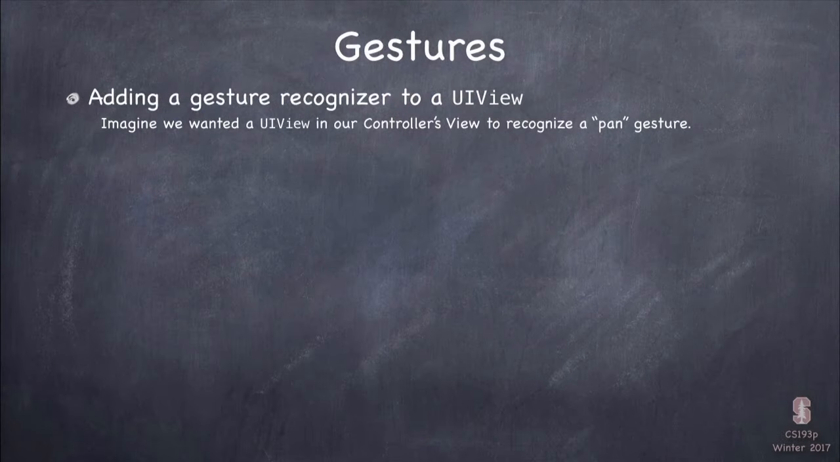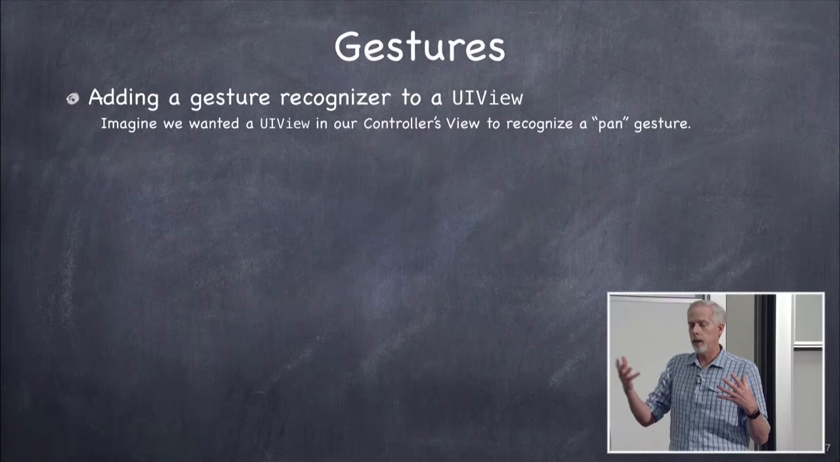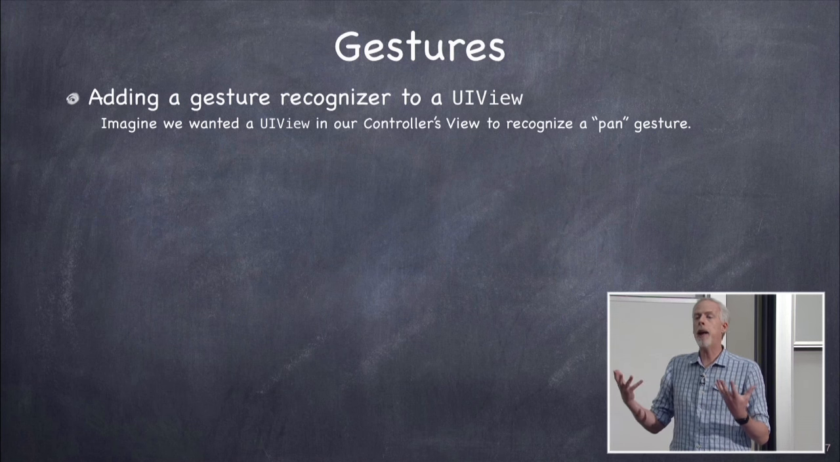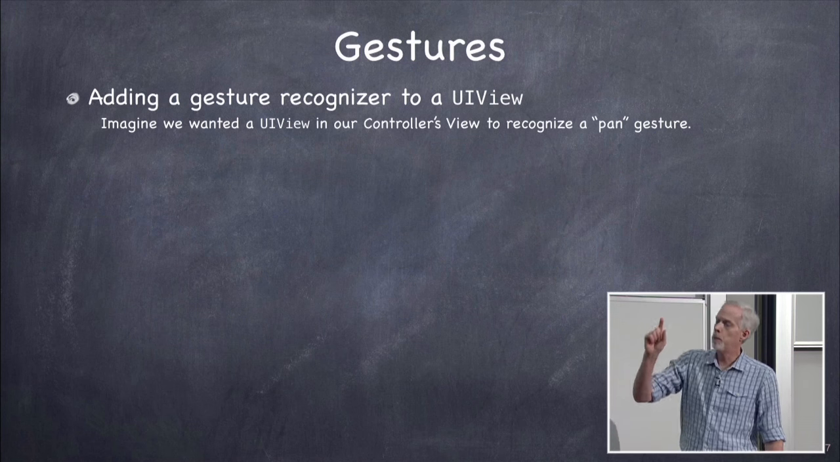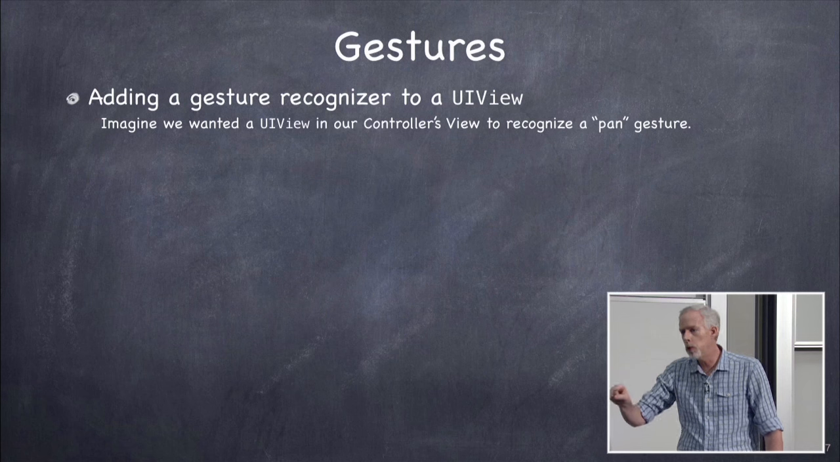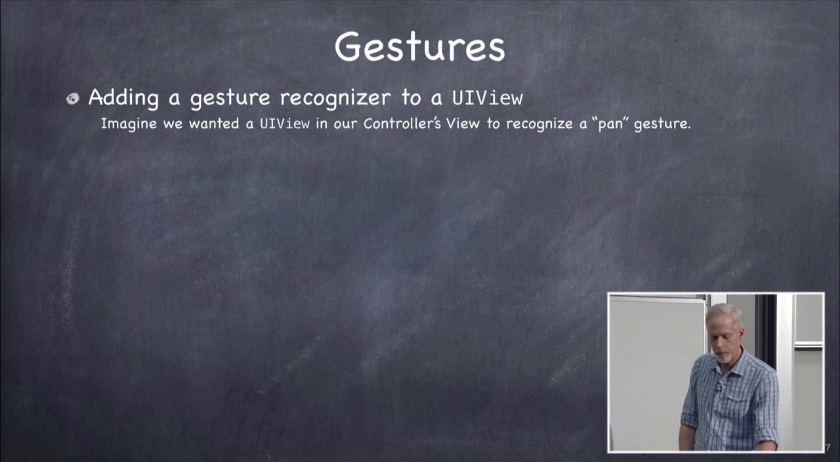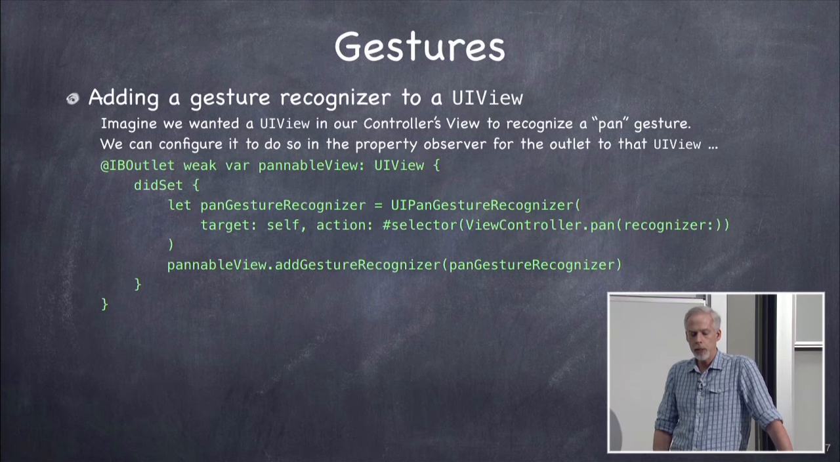So for my example here, let's say I had a view, and this code I'm going to put here, by the way, is going to be in a controller. Let's say it has one of its views that it wants to add a pan gesture. A pan gesture is put your finger down on the screen and move around. Okay, that's called panning around in the view. Okay, so this is what it looks like.